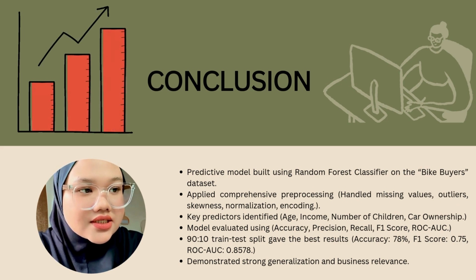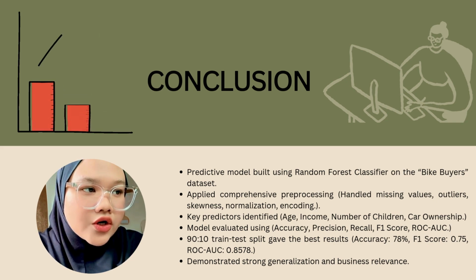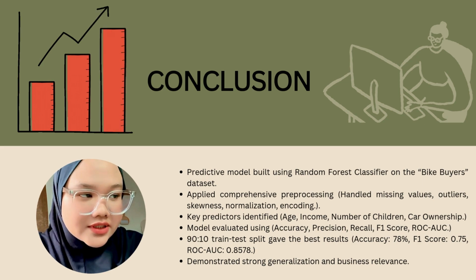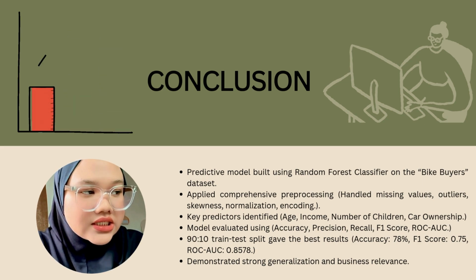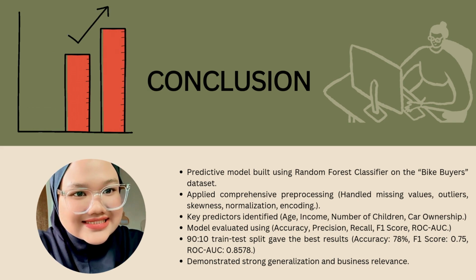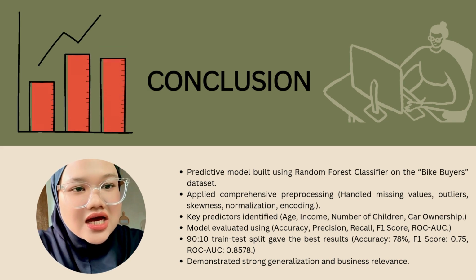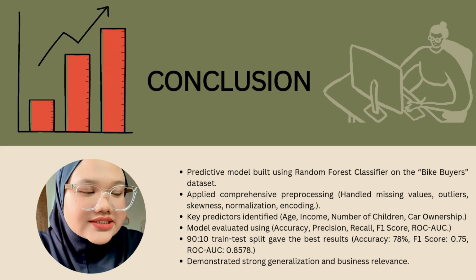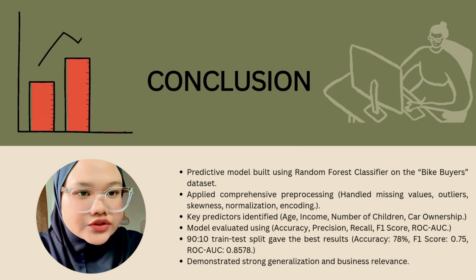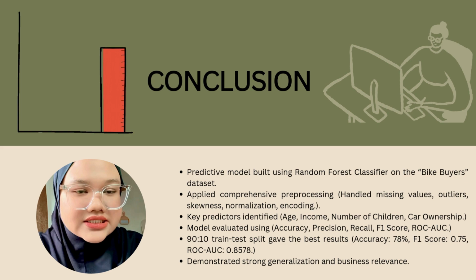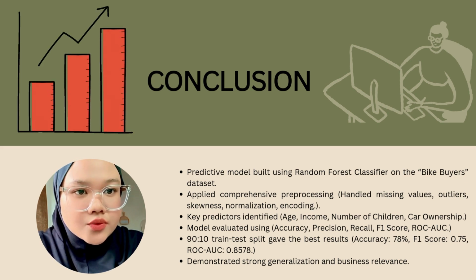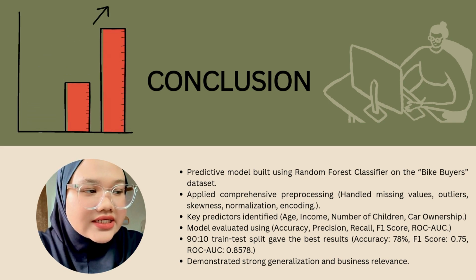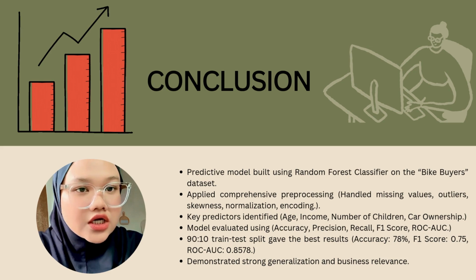We found that age, income, number of children, and number of cars are the top features that affect whether someone will buy a bike. To check how well the model works, we used five performance measurements, which are accuracy, precision, recall, F1 score, and ROC AUC. This helped us see if the model was good at correctly predicting both buyers and non-buyers. We tested different train test splits and found that the 90-10 split worked best.